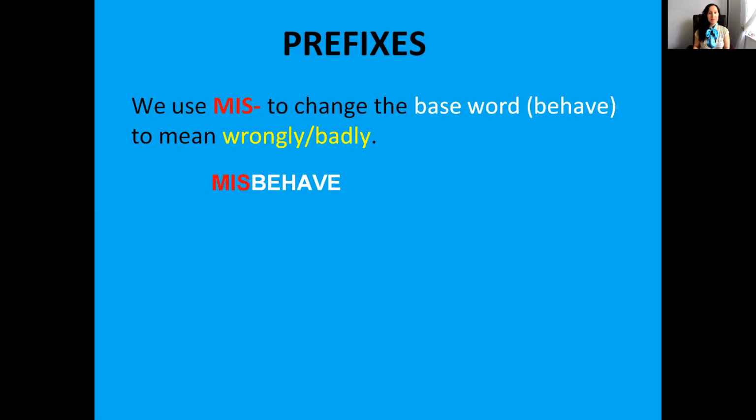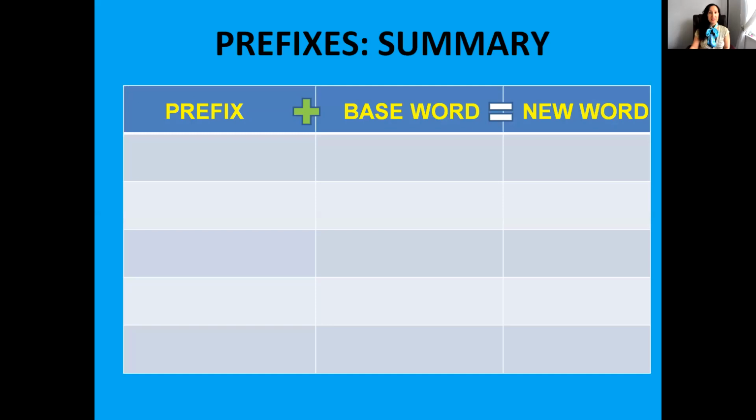Behave, misbehave. Spell, misspell. Use, misuse. Pronounce, mispronounce. So here is a summary, okay? Did everyone remember what the 5 prefixes that are common here? Un, what does that mean? Not. We have the base word happy. So what makes the new word? Un plus happy. What does that make it? Unhappy.